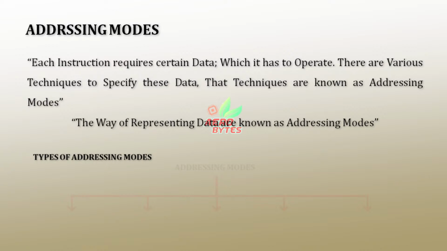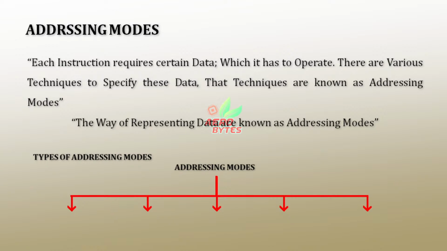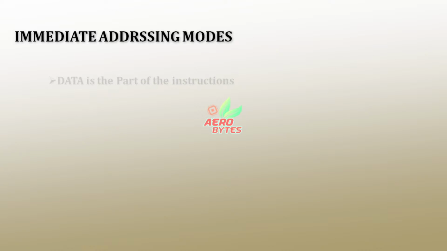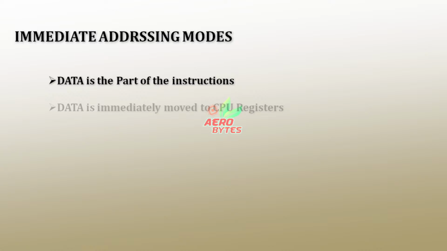What are the types of addressing mode? Addressing modes are classified into 5 categories: immediate addressing mode, register addressing mode, direct addressing mode, indirect addressing mode, and indexed addressing mode. First one, immediate addressing mode. In this mode, data is a part of the instruction. Data is immediately moved to the CPU register.